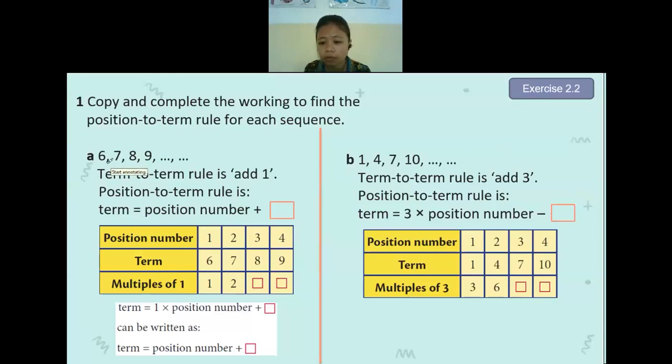Now from 6 to 7, the difference is 1. So the first thing we have to do is find the term to term rule. The term to term rule is add 1. After we have the add 1, it means we need to find the multiple of 1 first. The multiple of 1 will be 1, 2. What number will it be after 2? 3, okay. And then after 3, it will be 4.